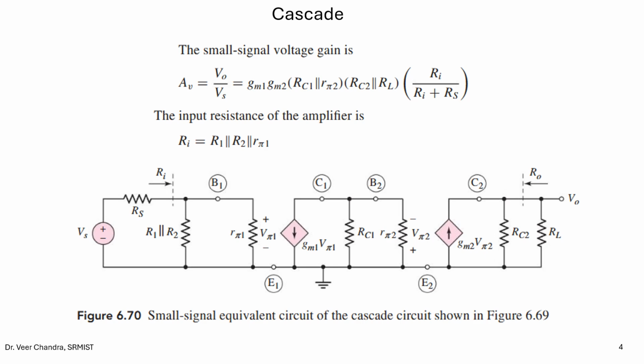Gain means Vout by Vs, and it will be equal to gm1 gm2 times (Rc1 parallel to r pi2) times (Rc2 parallel to RL), multiplied by Ri divided by (Ri plus Rs). With the help of this formula we can find the gain of the cascade amplifier.